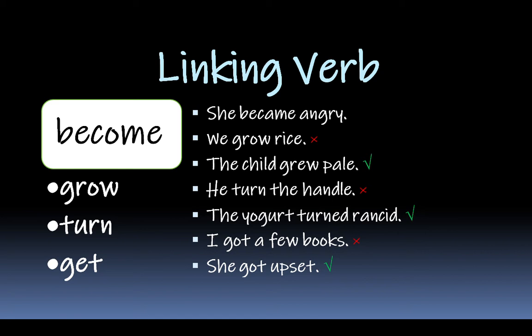So to sum up this slide, I would say that become is the central verb in this group or category of linking verbs which indicate the change of state of the subject from one state to another. The other ones, grow, turn, and get, are called linking verbs only whenever they are used in the sense or meaning of become. Whenever they are used in any other sense or meanings, they are main verbs or action verbs. They are not linking verbs.